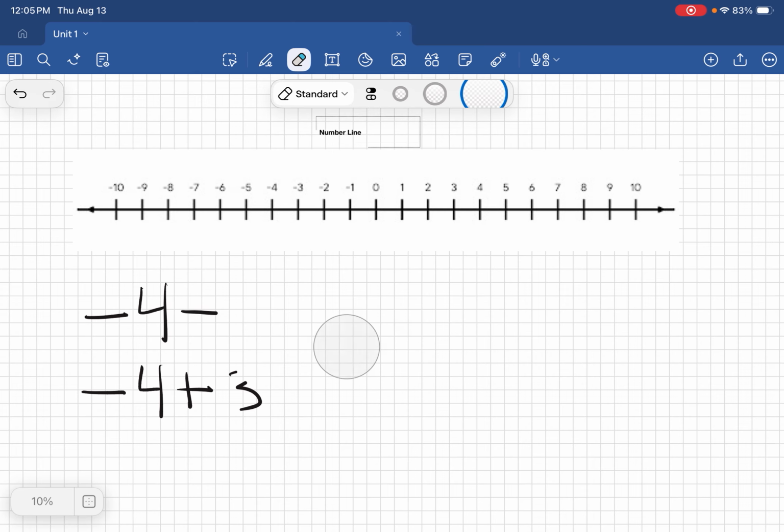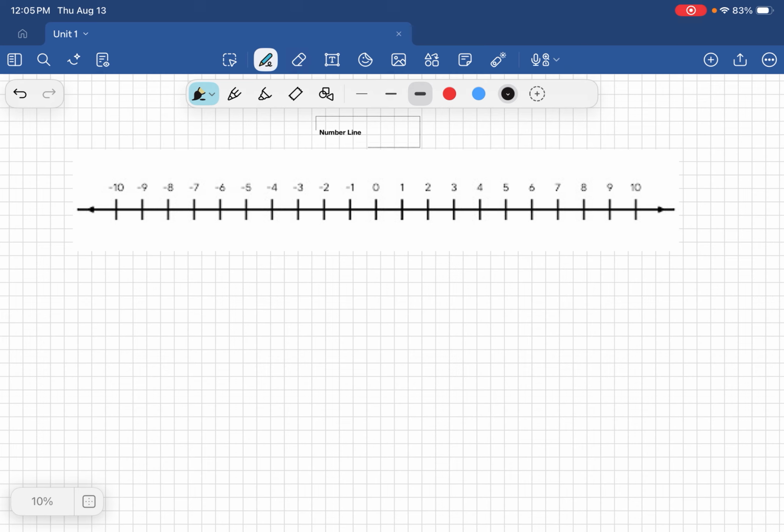All right, let me write one and give you a chance to try it and see if you have any questions. Let's try this problem. 6 minus negative 4. If you want, you can pause the video and solve it yourself. I'll give you some time.